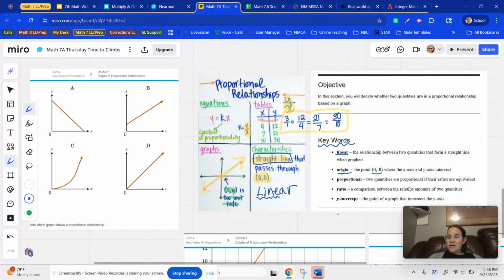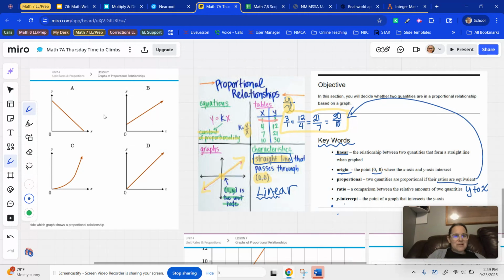Proportional. Two quantities are proportional if their ratios are equivalent, and that's what we did right here. Ratio is a comparison between the relative amounts of two quantities, and we are comparing y to x. The y-intercept is the point of the graph where the line intersects the y-axis, and then the x-intercept, we don't need the x-intercept. Pretend I didn't say that.